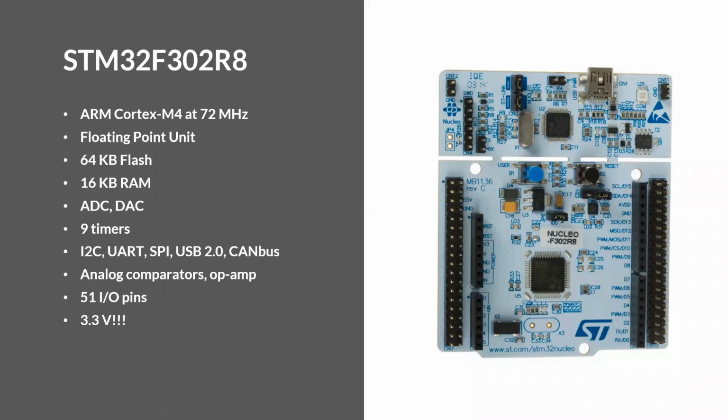Interestingly, it's also got a few analog components. I'm not sure if we'll ever make use of these. It's got a few analog comparators and a few op amps, which you can configure, sort of programmable inside the device. It's got 51 inputs and outputs. These are digital inputs and outputs.